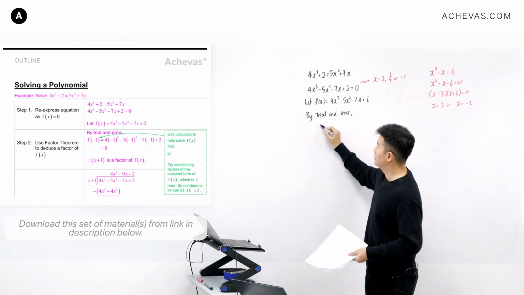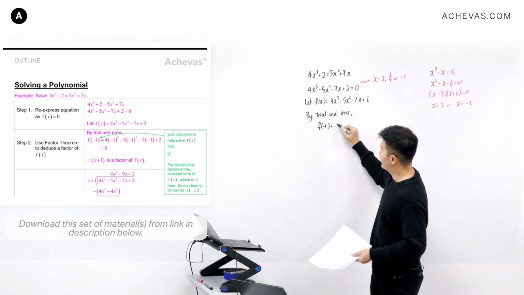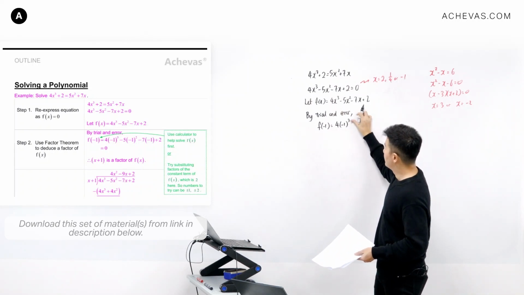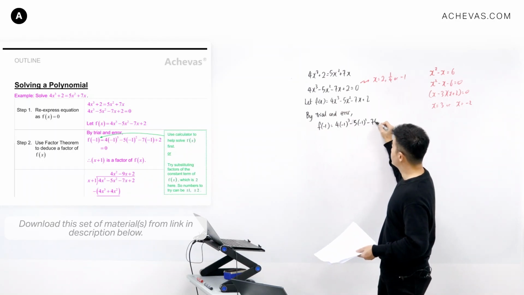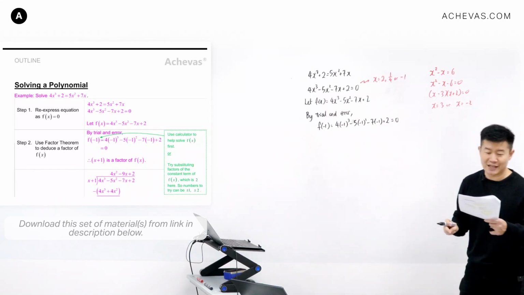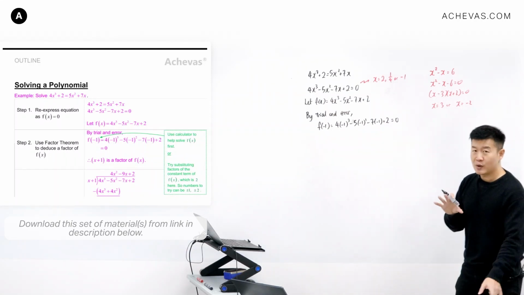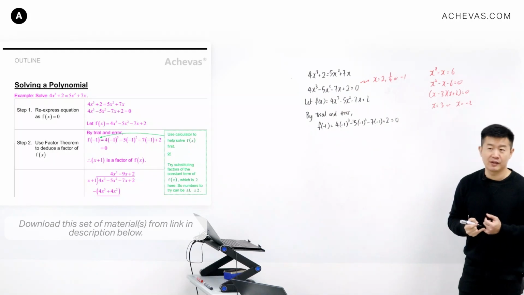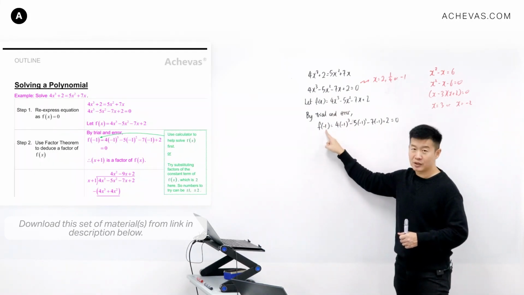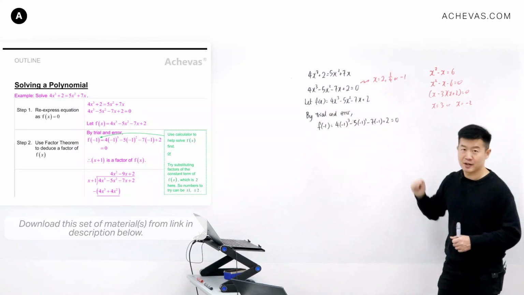So by trial and error, I know that f(-1) is going to be 4 times (-1)^3 minus 5 times (-1)^2 minus 7 times (-1) plus 2. And if you were to evaluate it, this is equal to 0. You know why it is important for us to find a root? Because a root, when it is substituted back, f(x) is going to give me a 0.